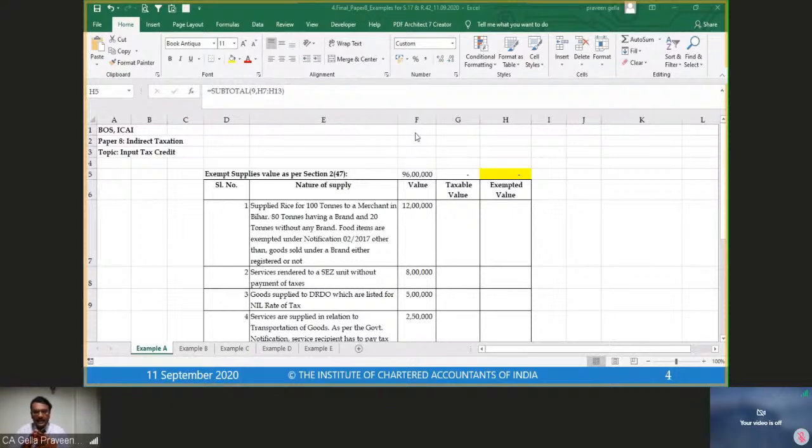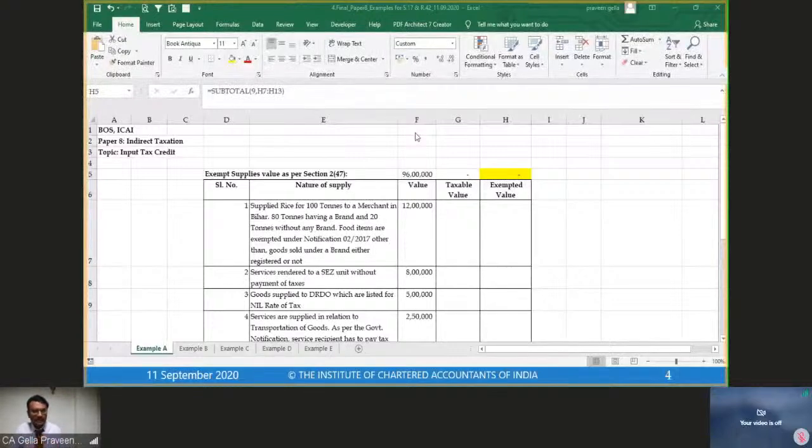Sridhar has given another answer. Sridhar says 59,90,000 as the exempt value. Oh, good. There's a huge difference, Ravi. Ravi, you are saying only 2.4 lakh. I presume you have filled entire answers, Ravi. Please check once. Sridhar has given a value of 59,90,000.